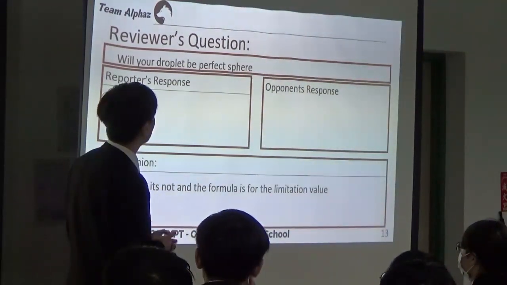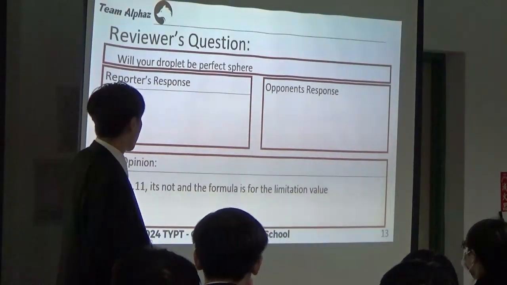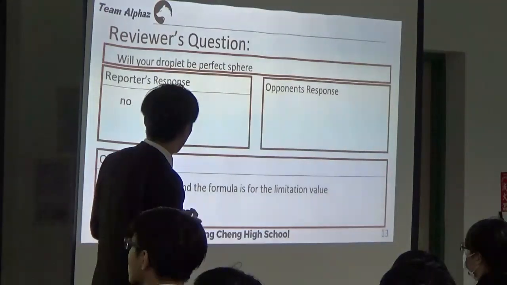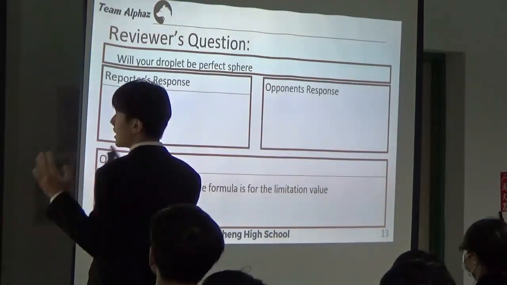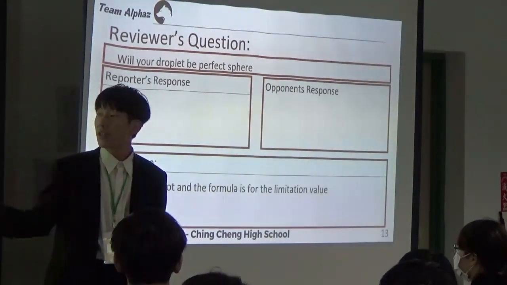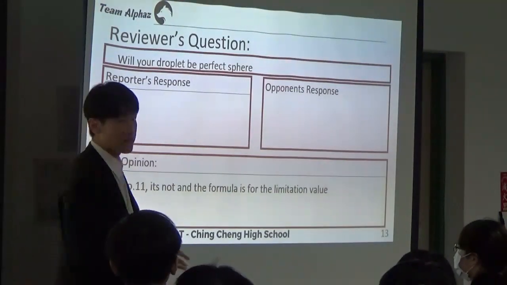And about whether the droplets are a perfect sphere, the reporter doesn't think so, and in our own opinion, on page 11, it is not. The formula on page 7 is for the limitation value, so it should be considered that the formula is not for their experiments, because it's the limitation value.